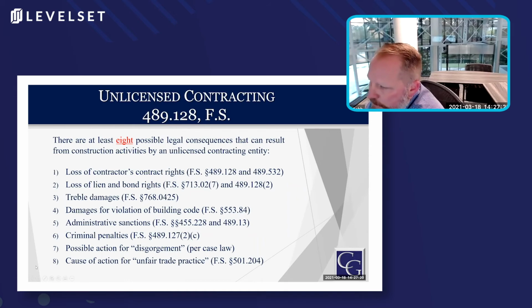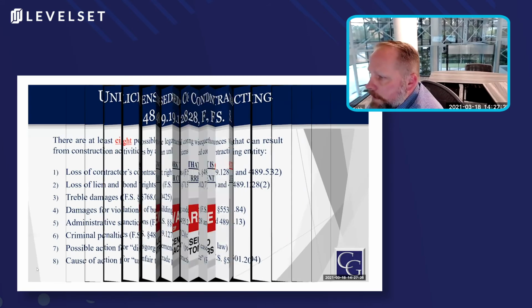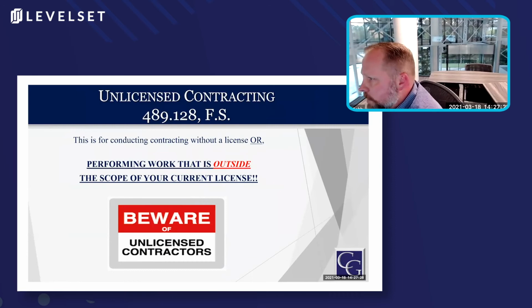And it's certainly an unfair and deceptive trade practice to hold yourself out as somebody with a license when you don't have a license. And that's not only just for conducting contracting, but it's also for performing work that is outside of the scope of your current license. So you either have the license or you don't. If you do have a license and you're a roofing contractor doing pool work, you're working outside of your license, that is unlicensed activity as well.